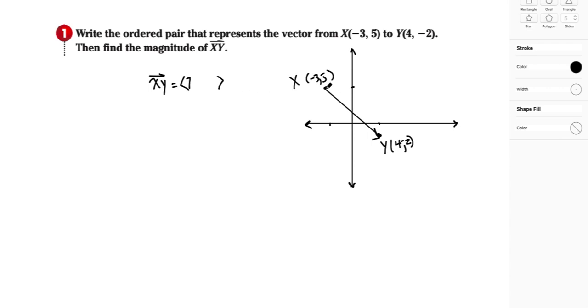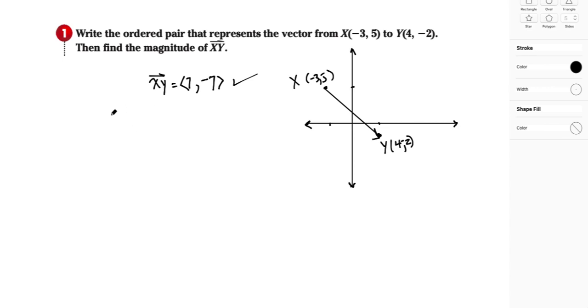So the displacement in the x direction from -3 to +4 is 7. That's ultimately what we're figuring out here. So 4 minus -3, and then from 5 to -2, this displacement is going to be in the negative direction, because notice that our vector is going in the positive x direction but negative y. So it makes sense that when we do -2 minus 5, we get -7. Are you with me? I hope that made sense. So that's the first part. We wrote it as an ordered pair.